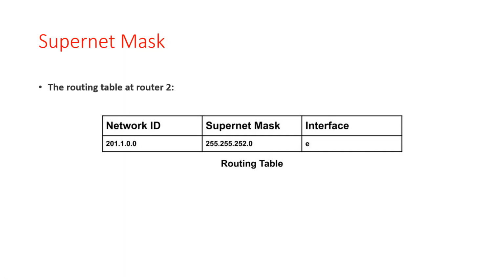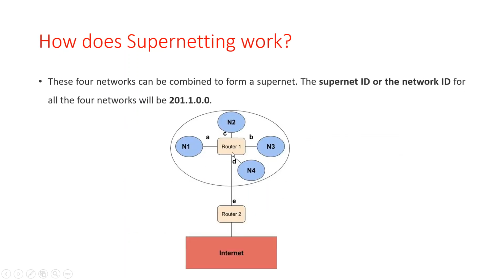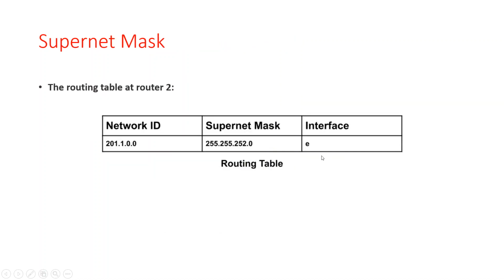So this is our network ID, supernet mask, and interface. See here, this is our network ID for router 1. The subnet mask is 255.255.252.0 for these multiple devices. And the interface between these four networks and router 2 is E. So this is the routing table for router 1 to router 2.